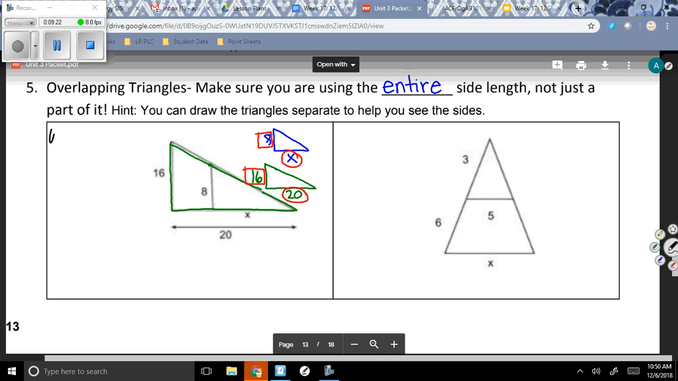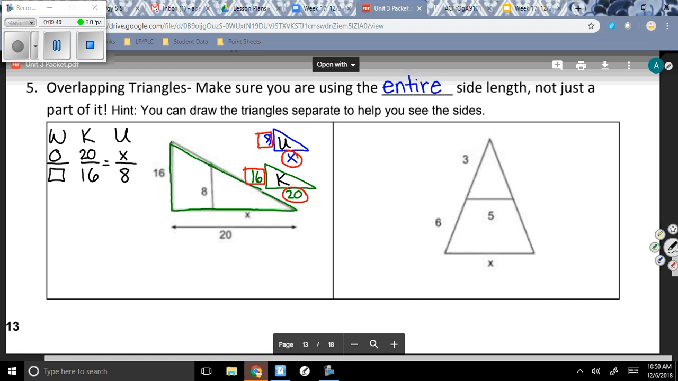So now I'm setting up my WKU, and just like I did before, I'm going to do circle over square. Okay, so I look at my known triangle. This time my larger triangle is the known, and the smaller is unknown. So I'm going to do circle, which is 20, over square, which is 16. And then I'm going to look at my unknown, and I'm going to put circle X over the 8.